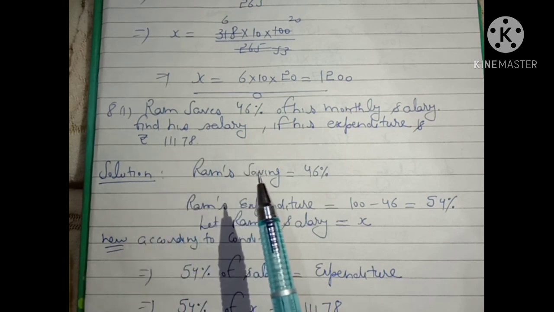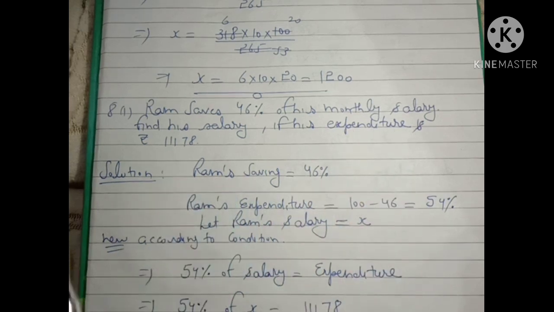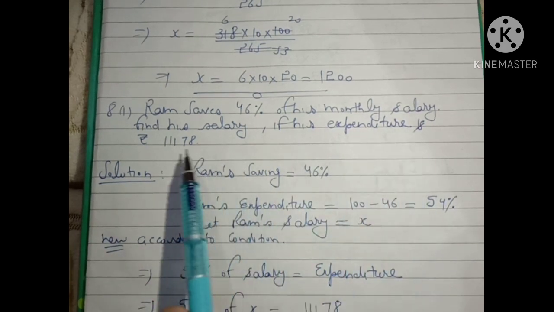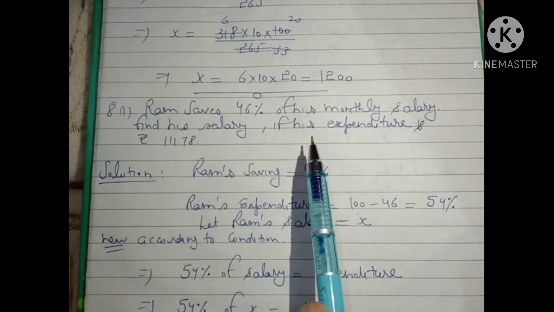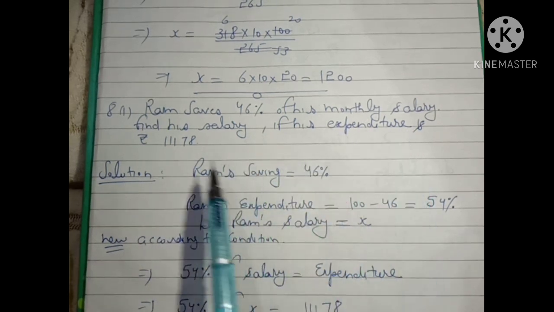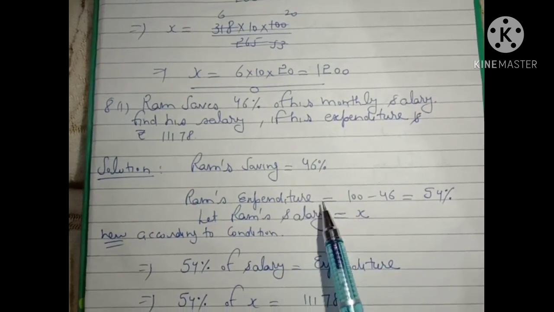So now you can see we want to find his monthly salary, and the expenditure is given to us. Expenditure means the real value is given to us. Real value means those values which are not in percentage. So with the help of this expenditure we can solve the sum. So how can we solve this sum? I will explain to you.